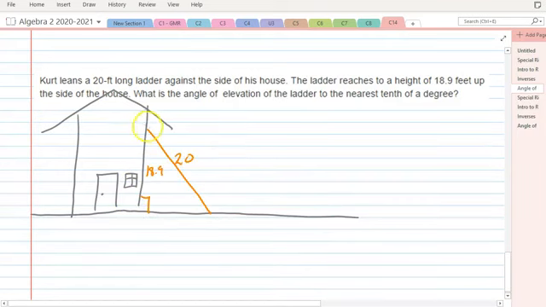Here we have a 20-foot ladder, so the orange ladder is leaned up against the house. It is up 18.9 feet tall on the house. We are assuming that our house is built correctly and has a right angle at the bottom, and they want us to find the angle of elevation, which means looking from the ground up, what is this angle down here? Angle x. Again, we use SOHCAHTOA.